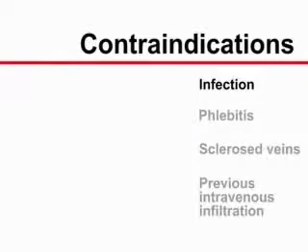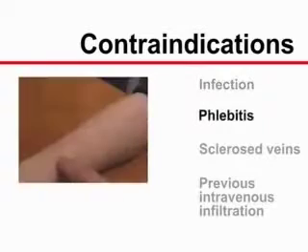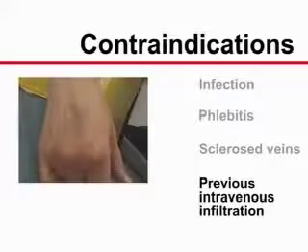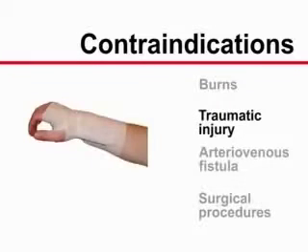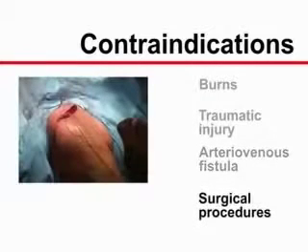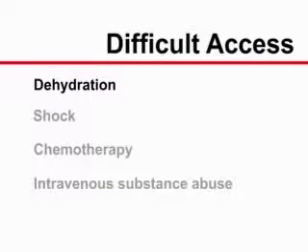Relative contraindications to inserting a peripheral catheter in a specific site may include infection, phlebitis, sclerosed veins, previous intravenous infiltration, burns or traumatic injury proximal to the insertion site, arteriovenous fistula in an extremity, and surgical procedures affecting an extremity. Other situations may preclude obtaining peripheral intravenous access.